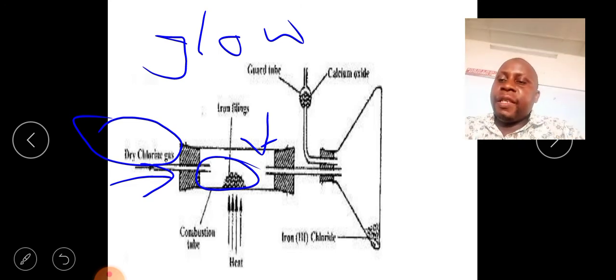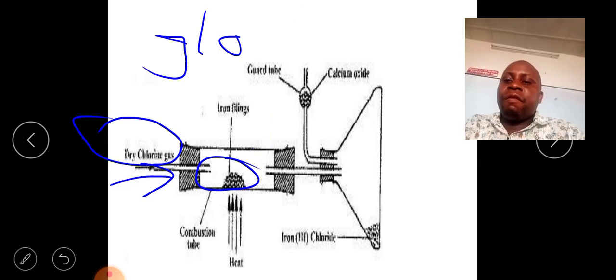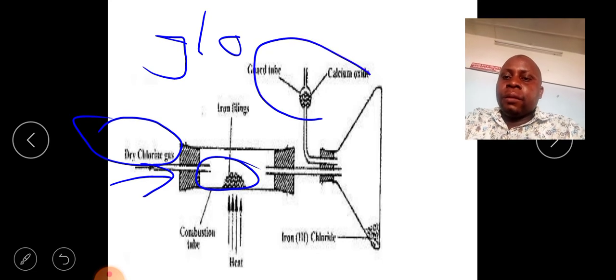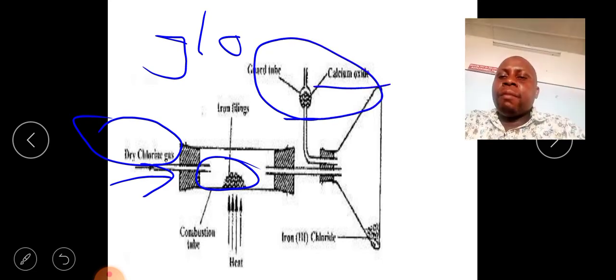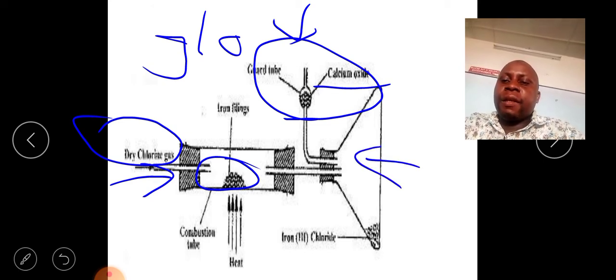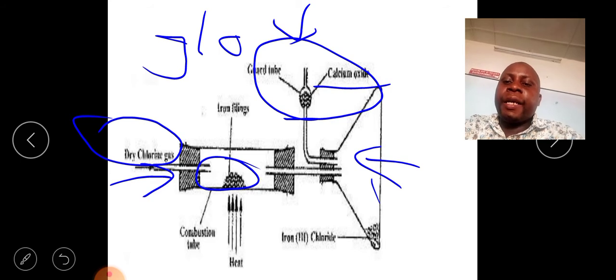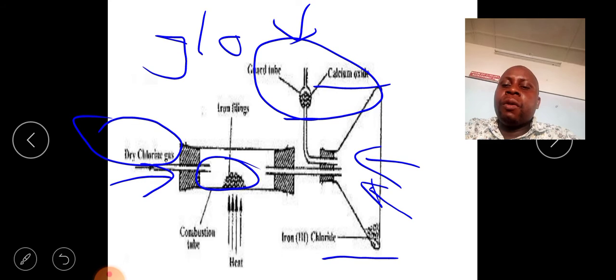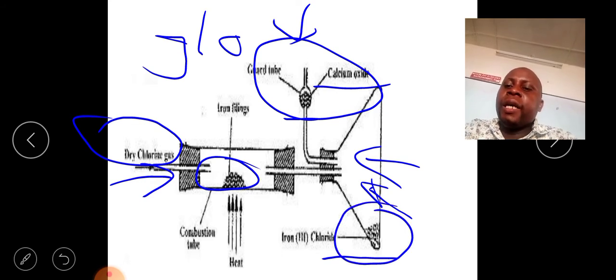So to prevent that, we normally have this guard tube here. The guard tube contains calcium oxide. Calcium oxide will absorb any moisture from the surroundings or from the flask, hence making the air inside here dry. If it is dry, the iron 3 chloride formed will not absorb moisture from the air, hence it will remain as red-brown crystals.